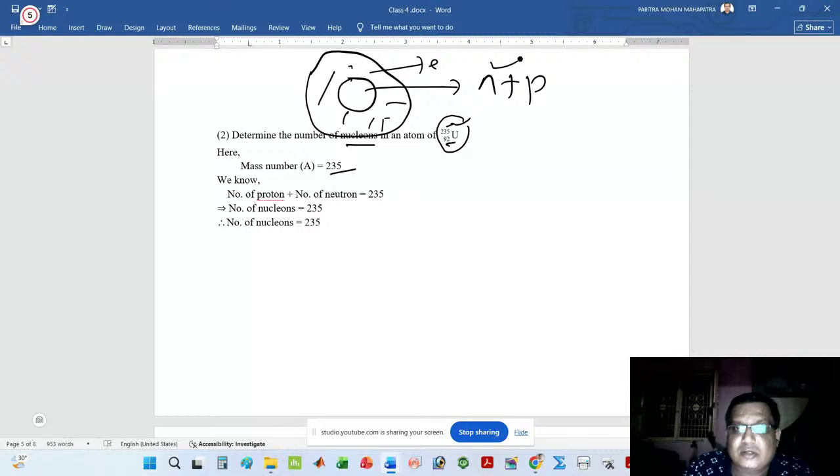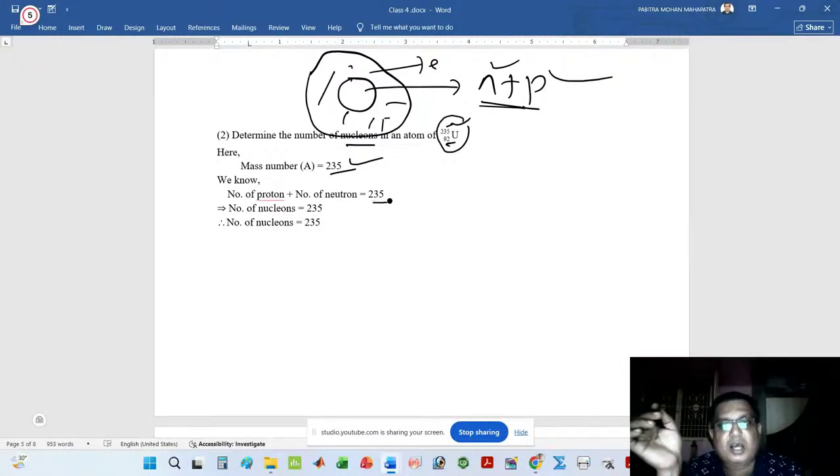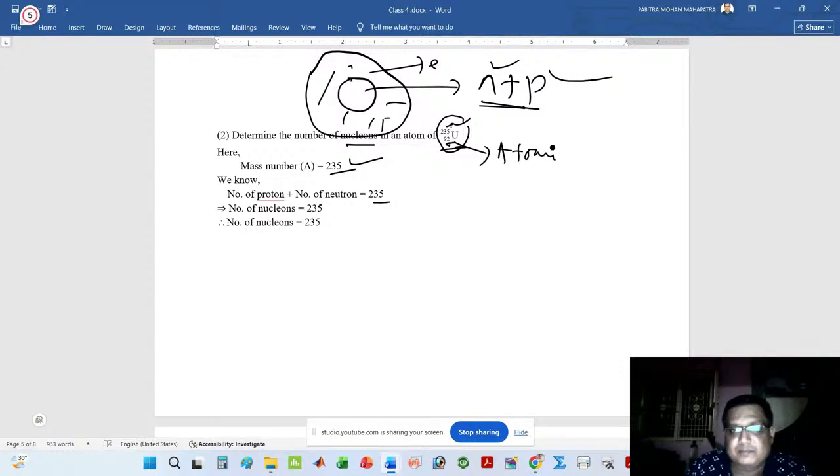Now, here neutron is one nucleon. Proton is also a nucleon. Total nucleon means n plus p. So mass number is 235. We know that number of proton plus number of neutron is 235. U 92 235: this is the atomic number, and this is the mass number.